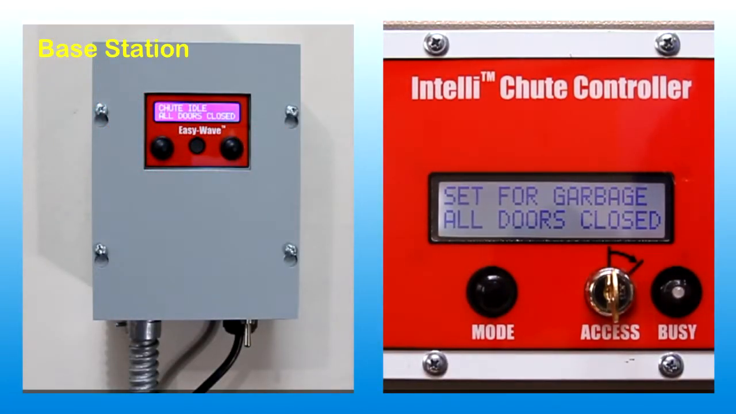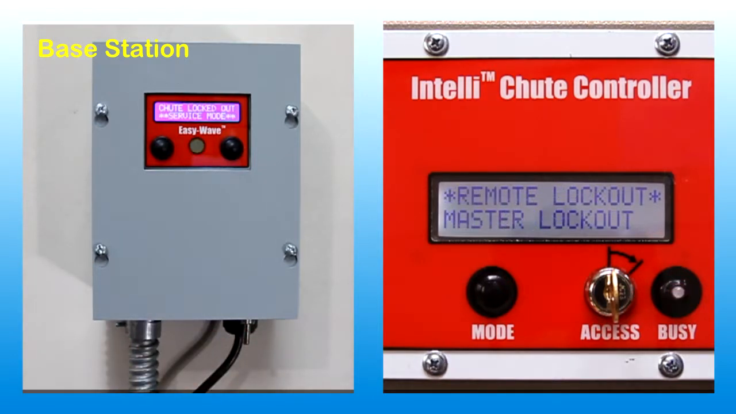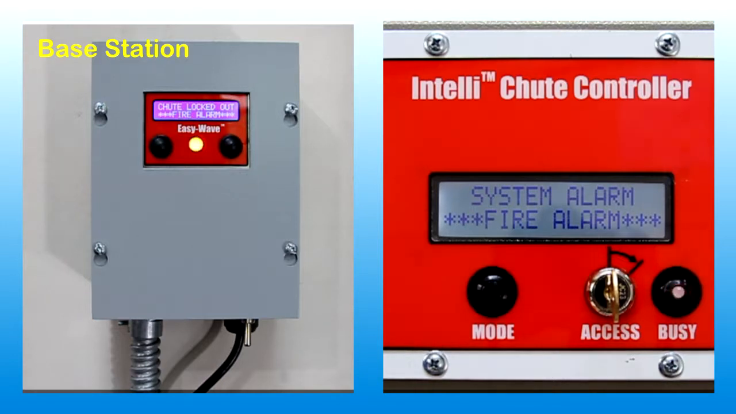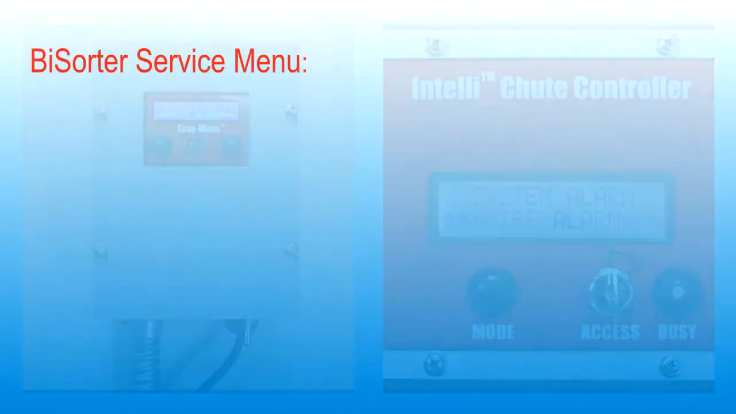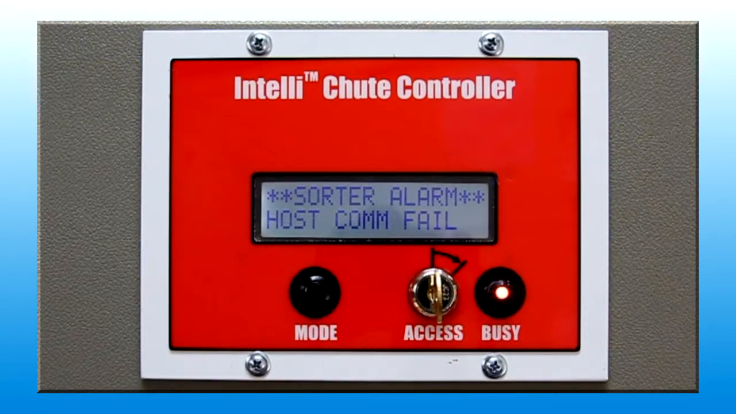And EasyWave trash chute alarm messages will include remote lockout. Indicates that the master lockout on the EasyWave base station has been engaged. Open door alarm. Indicates a door on the trash chute has been left open for too long. Fire alarm. Indicates the fire alarm in the EasyWave control system has been triggered. The response to each situation will vary depending on specific conditions.